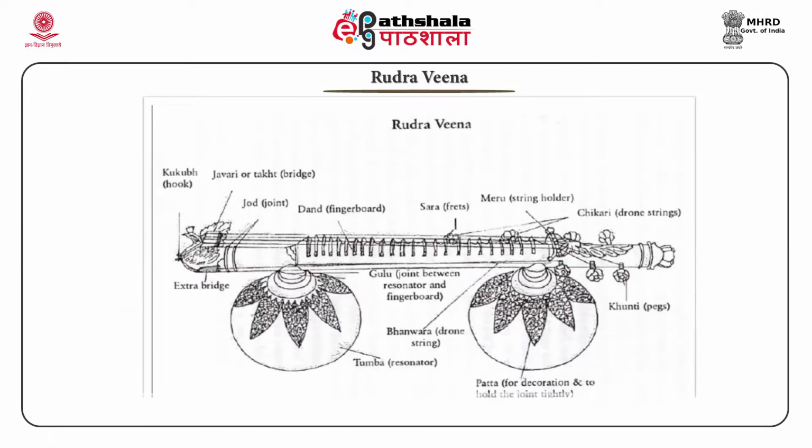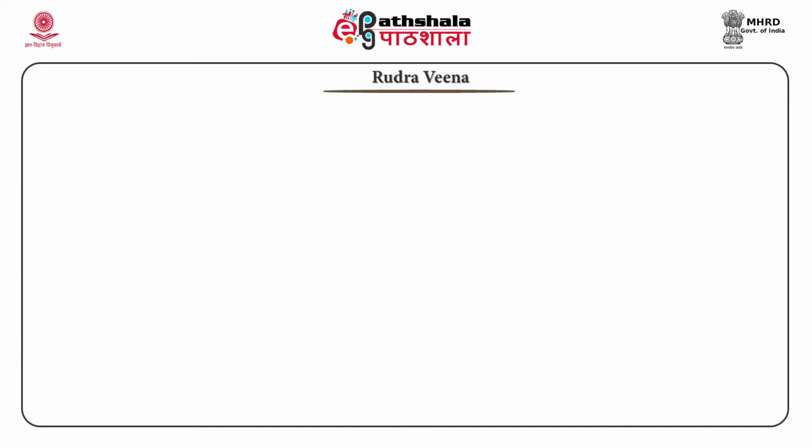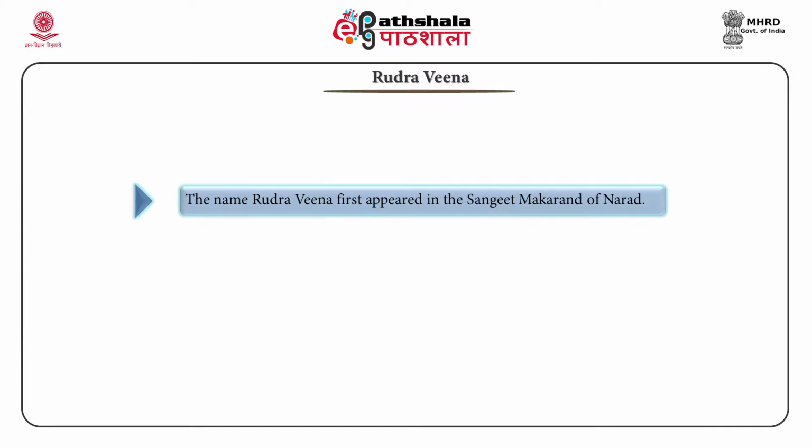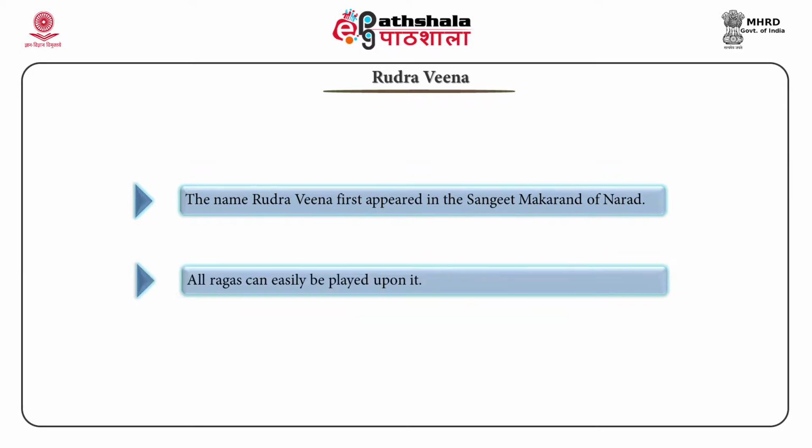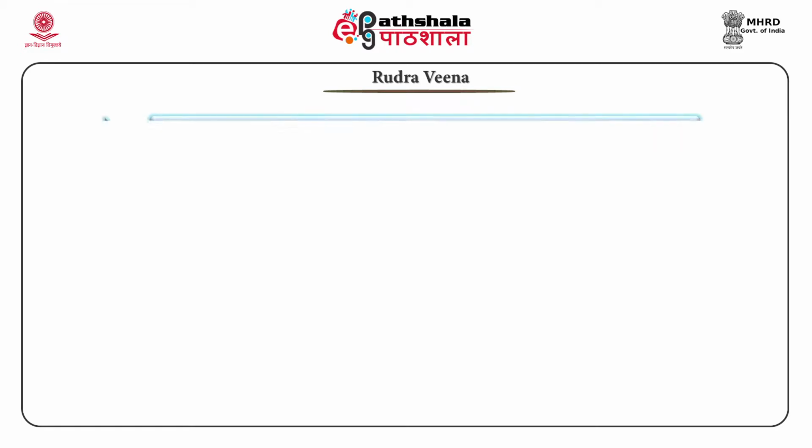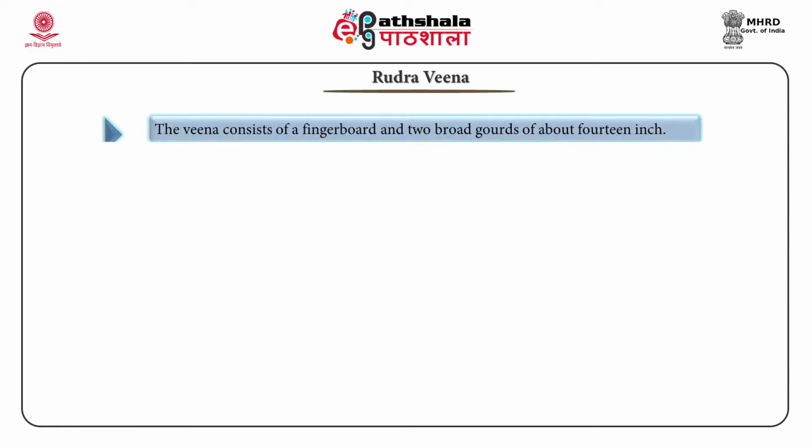First of all, we will discuss the Rudraveena. The name Rudraveena first appeared in the Sangeet Makarand of Narad. All ragas can easily be played upon it. The construction of Rudraveena is: the veena consists of a fingerboard and two broad gourds of about 14 inches.